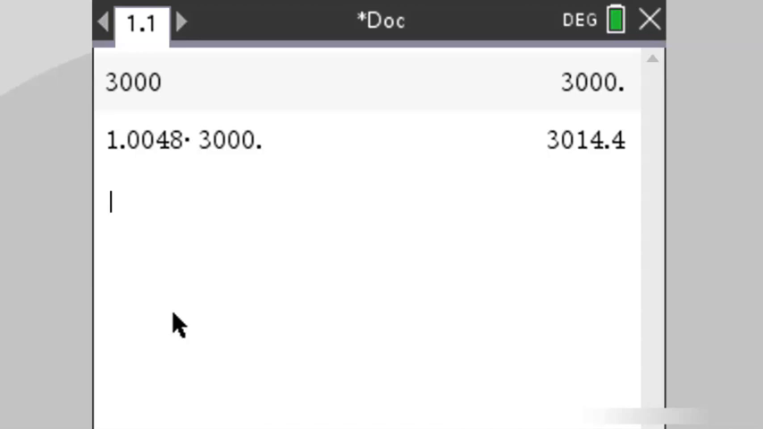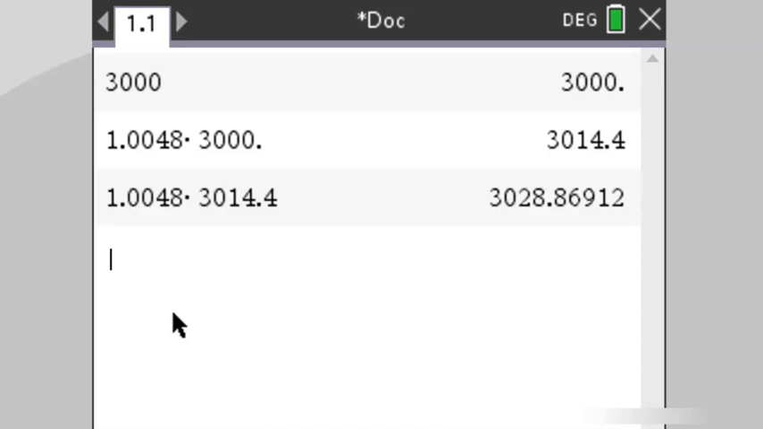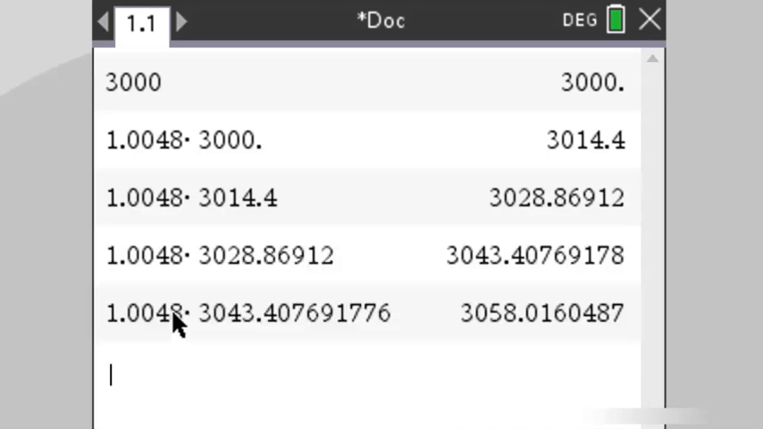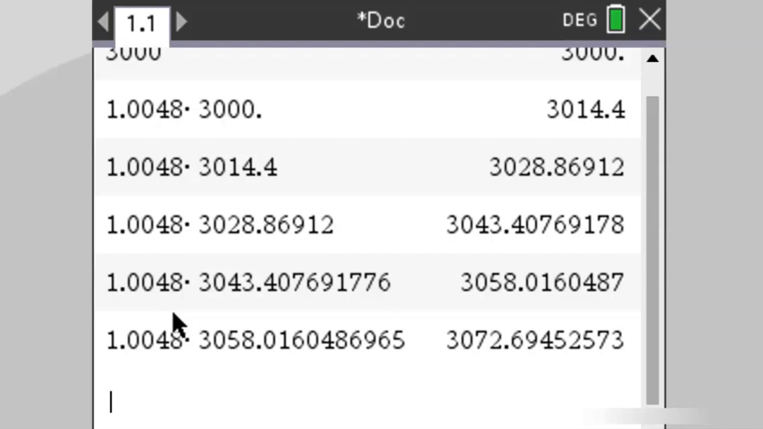So after 1 month, we have the balance of $3,014.40. After 2, 3, 4, and 5 months. So each time just pressing enter or equals to get the next value in that sequence. So we can see after 5 months, Manu has $3,072.69. So we can go back now and calculate the interest.